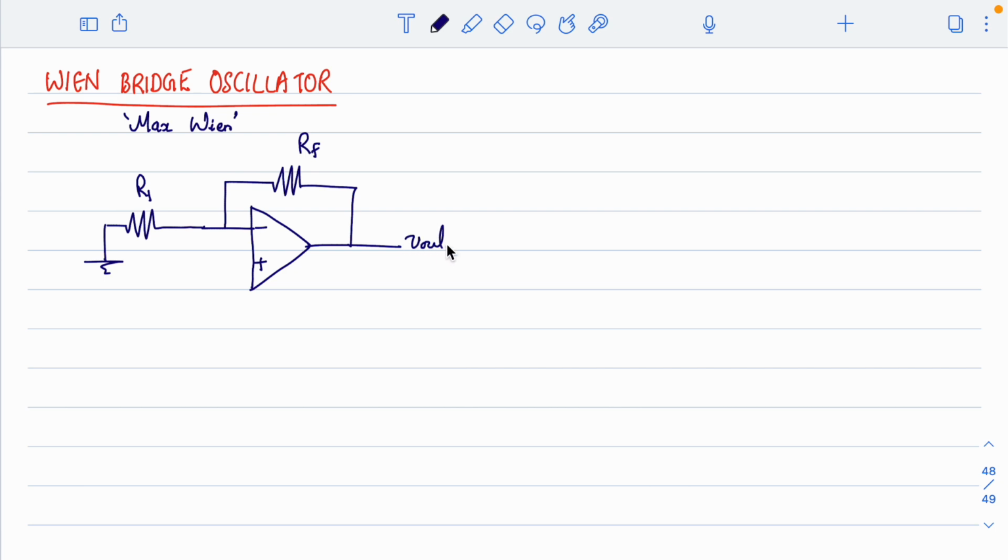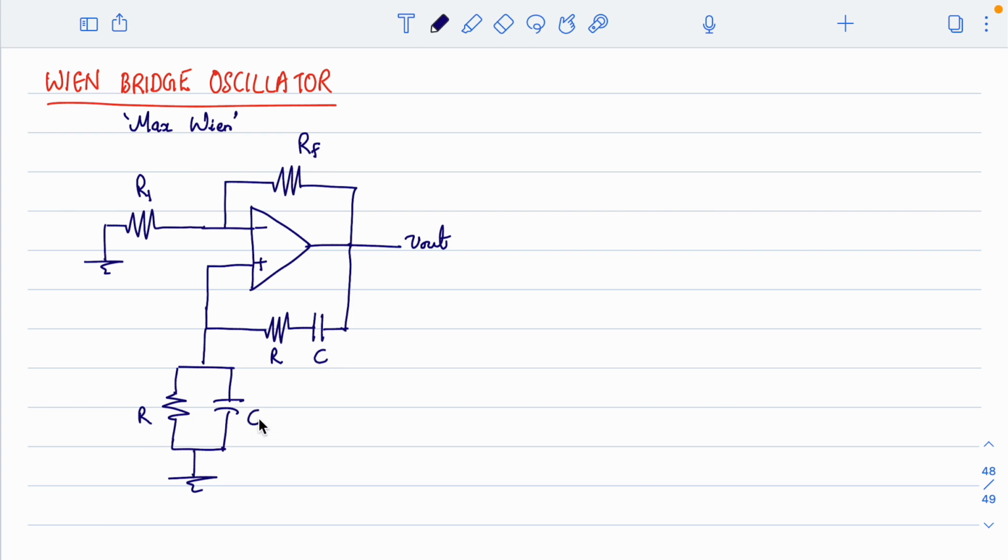So this will be the output, and there is a feedback resistance over there, but from the output we can see one more path where we establish a series and a parallel RC network. So this is one RC from the output, and we have one more RC which is connected in parallel. This is how the proposed circuit of the Wien bridge oscillator is. So this is R and this is C.